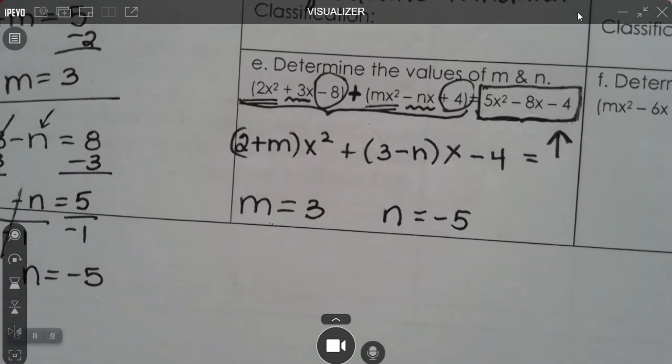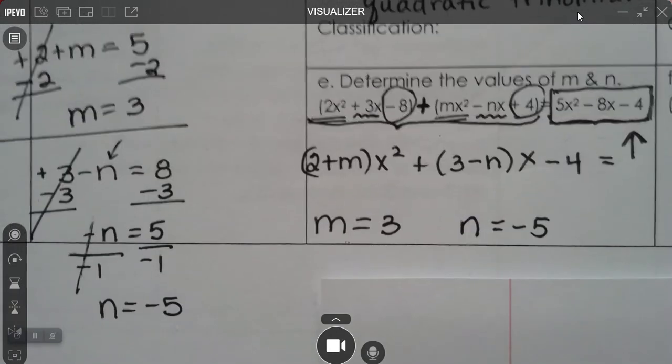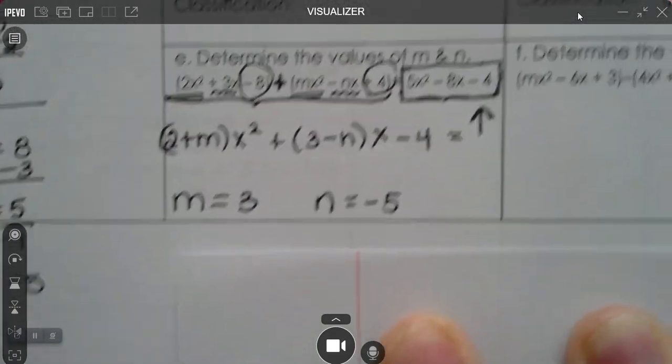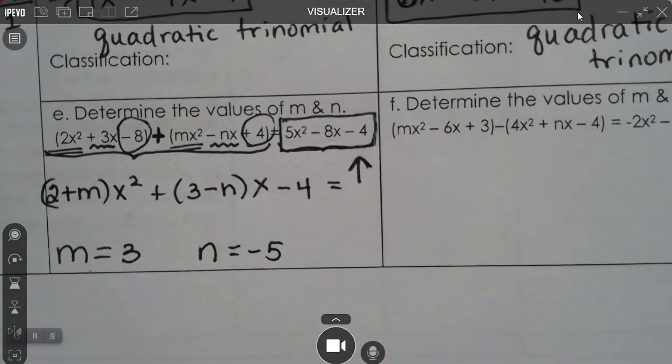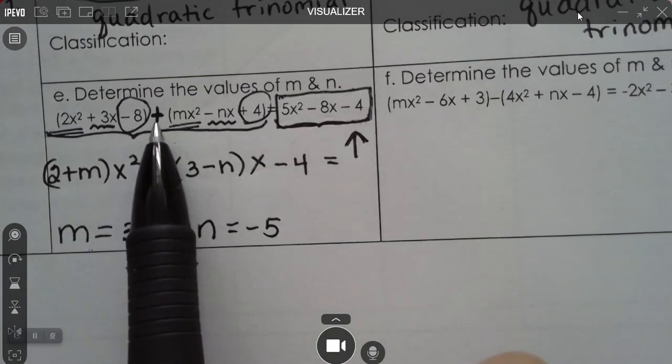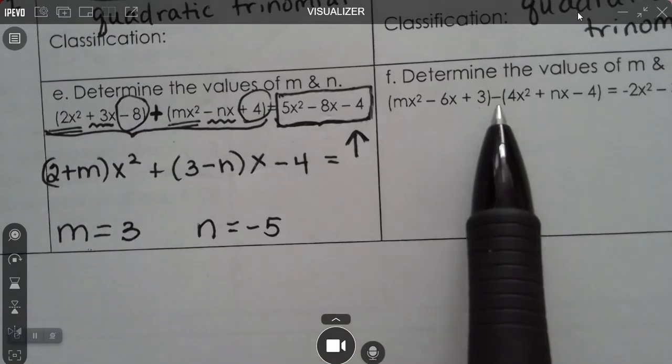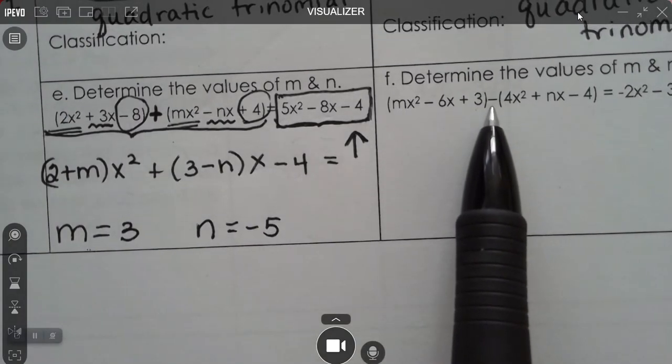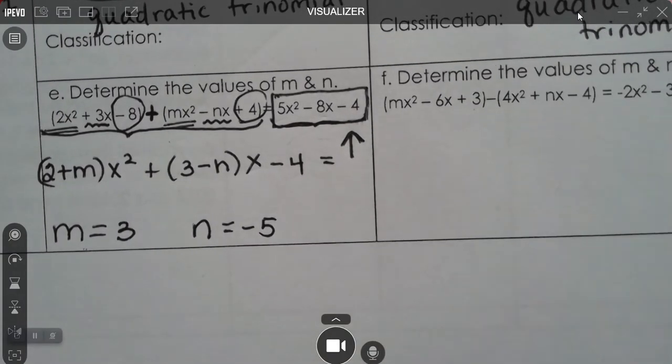For this one, I'm going to use paper. Now, what's the difference between example E and example F? Example E has a plus sign, whereas example F has a minus sign, which means we need to distribute that negative sign. So I'm going to work on the paper.